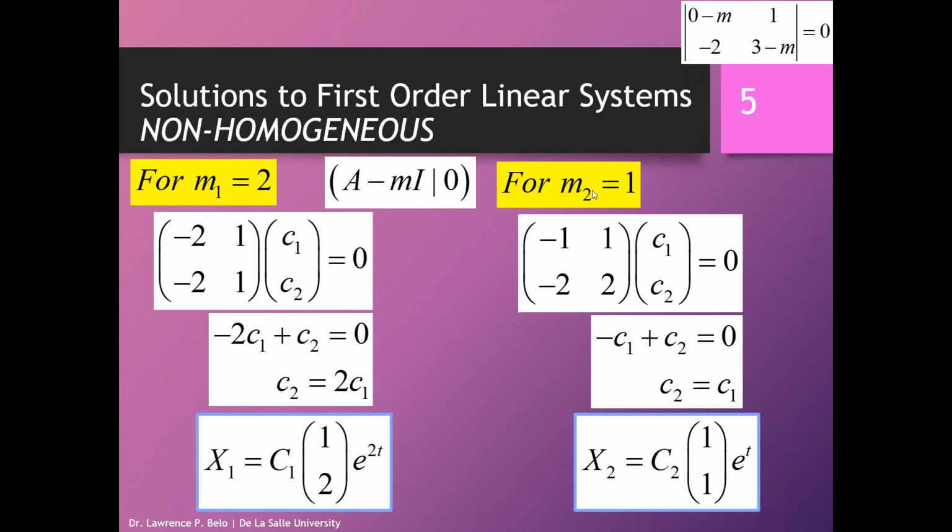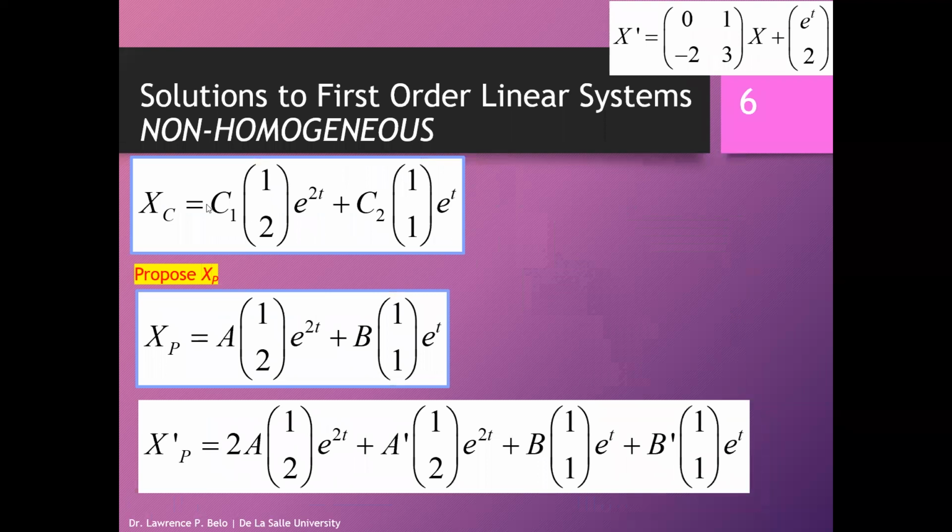Now, for m equals 1, still substitute the m here. So you'll arrive at negative 1, 1, negative 2, 2. You'll notice that they're basically multiples of the one on top. So let's just use the top. Negative C1 plus C2 is 0, or C2 is equal to C1. If C1 is 1, C2 is also 1. So for m equals 1, (1, 1) e to the t. So no problem in solving for the complementary solution. This is the complementary solution that you have.